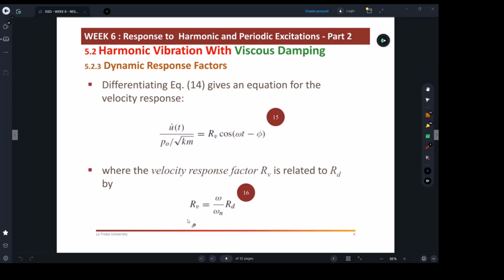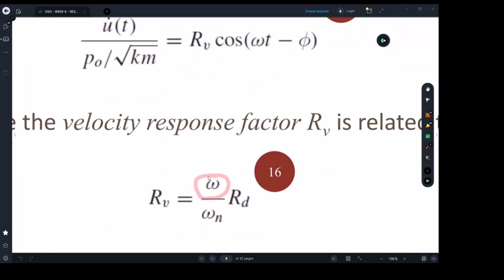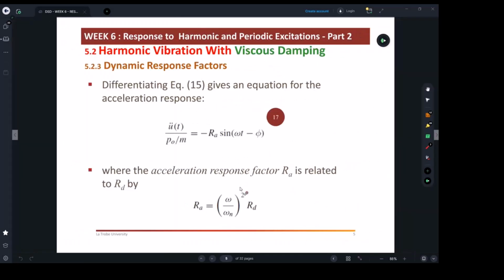So far what I'm telling you is there is a relationship between RV and RD, and it can be related with those properties. That was the frequency, the forcing frequency, coming from the harmonic motion, over the natural frequency, which depends on the structure we are studying or investigating.